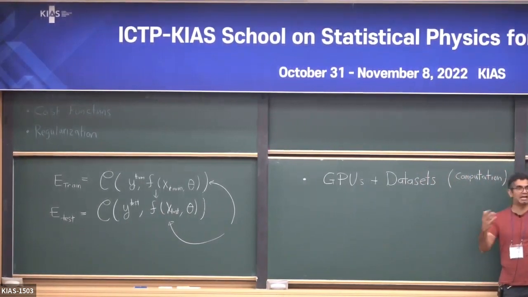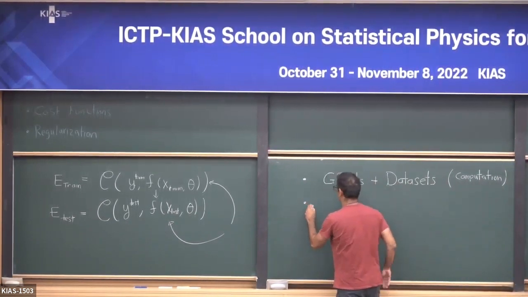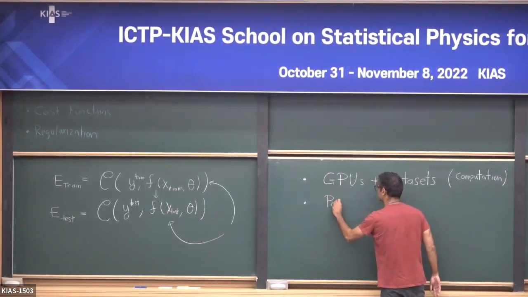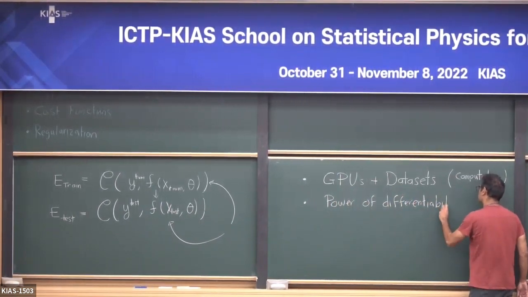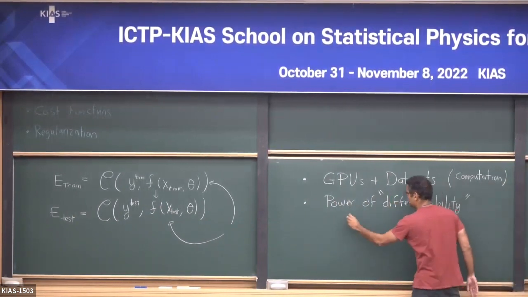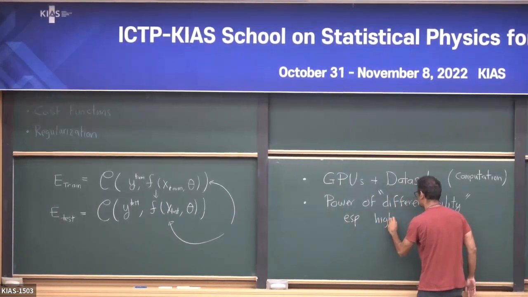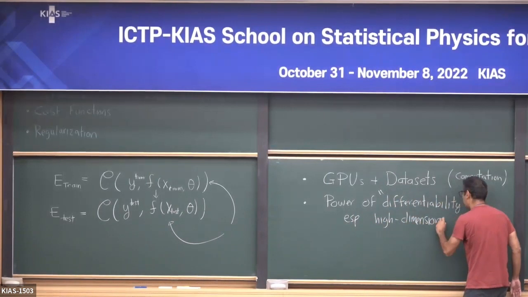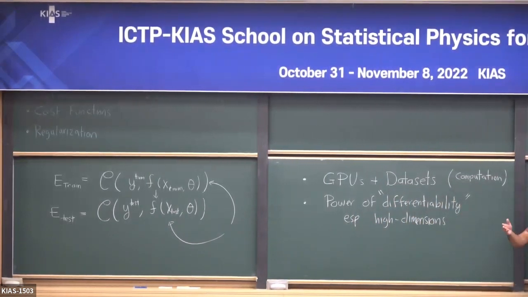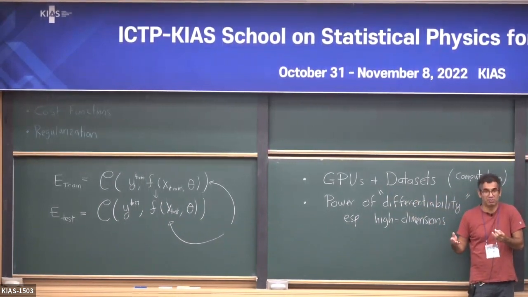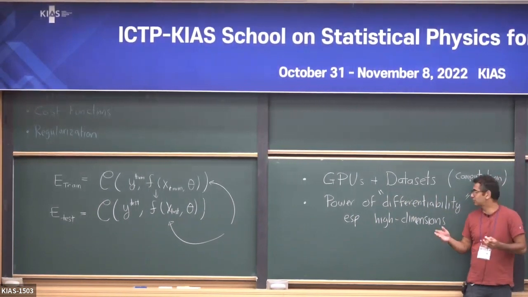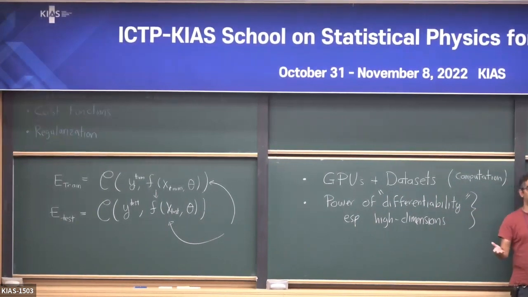But the second thing that is kind of surprising, and I would argue that no one really still understands, is the surprising power of differentiability, especially in high dimensions. By that I mean you would think it would be really hard to learn a map from a million dimensional space to another million dimensional space. But actually, if you regularize, or if you use the fact that the thing you try to learn is essentially differentiable, it turns out you can do this quite easily. And so this differentiable architecture is key to understanding what's going on.